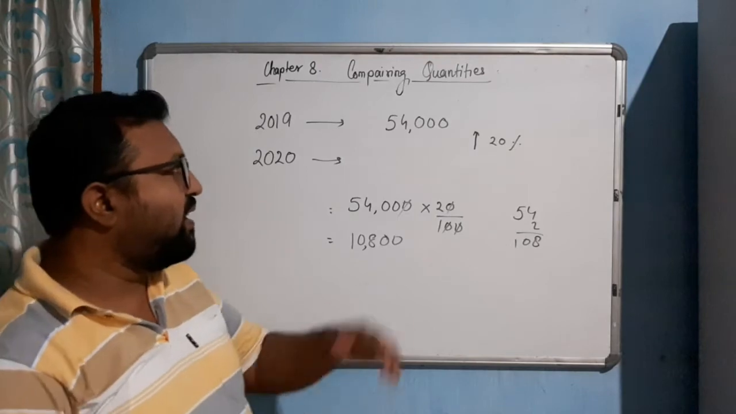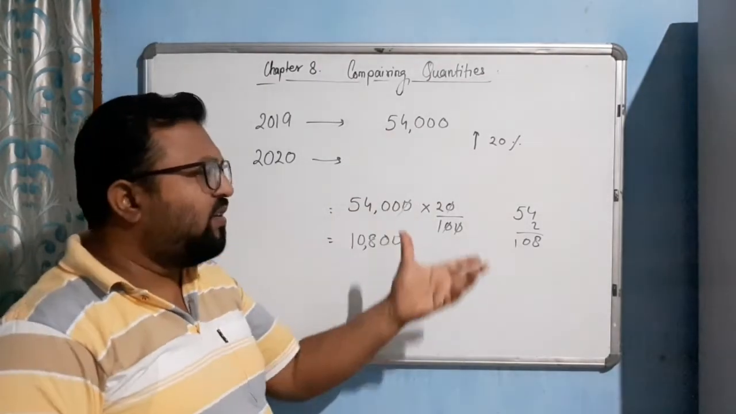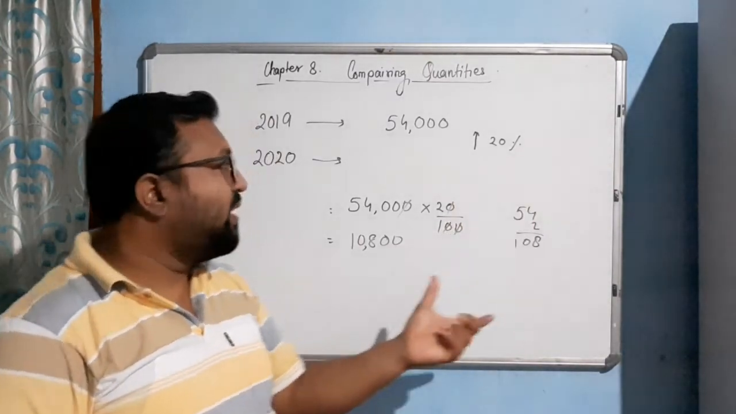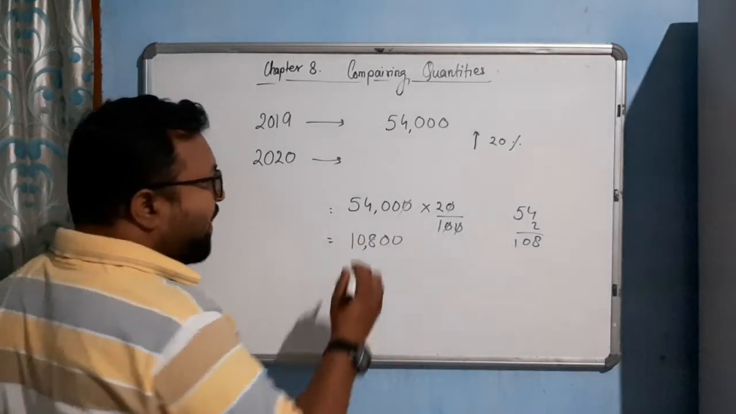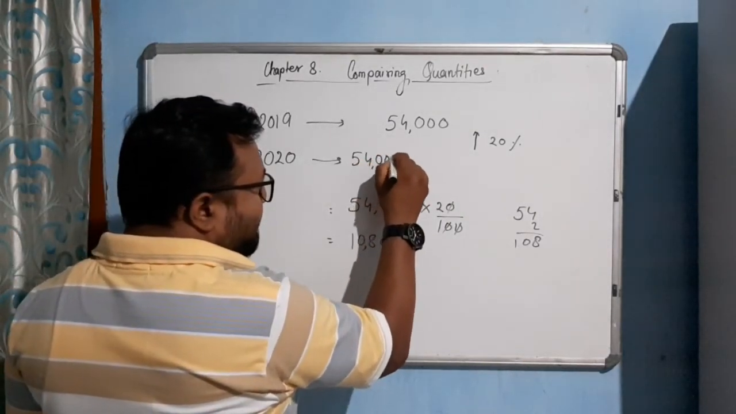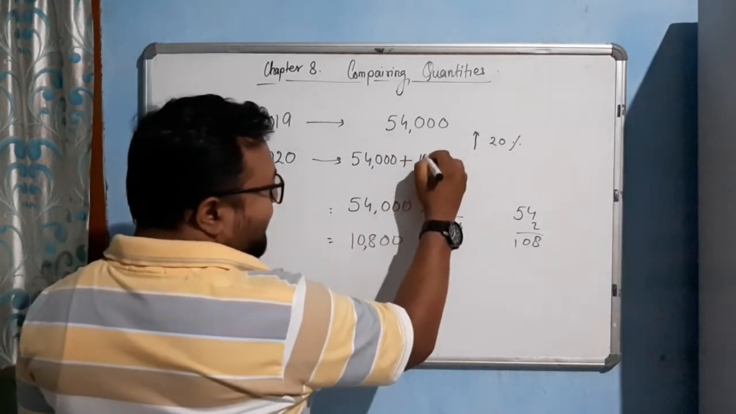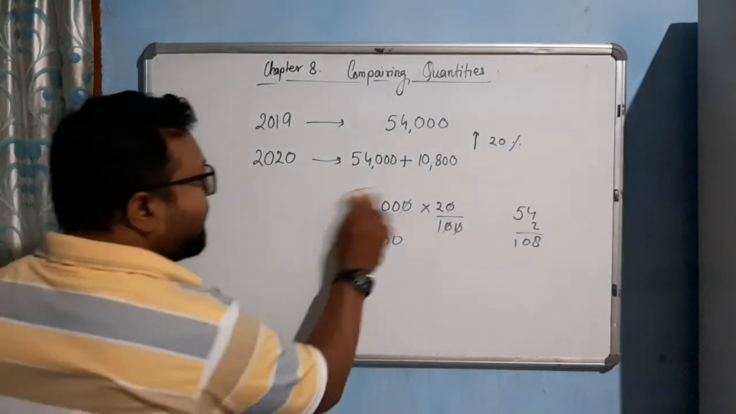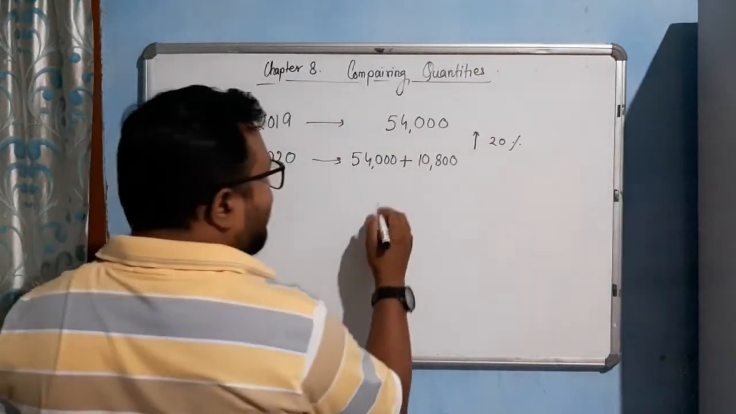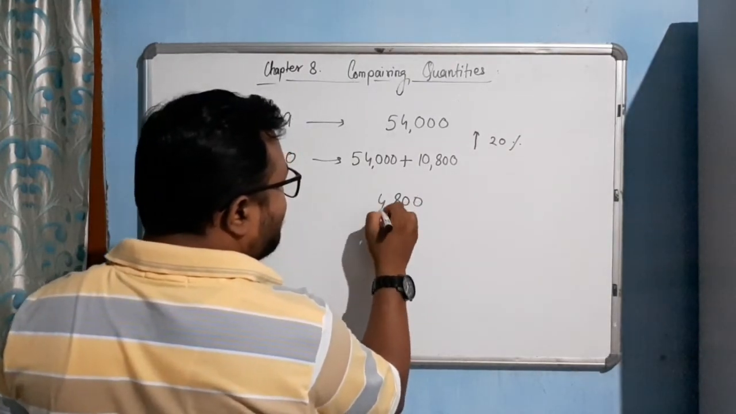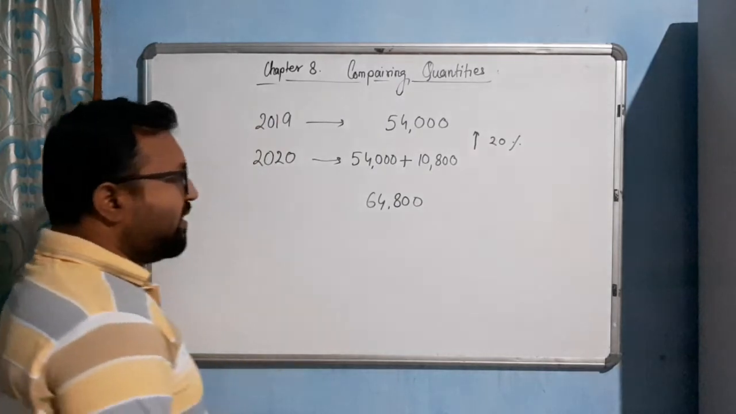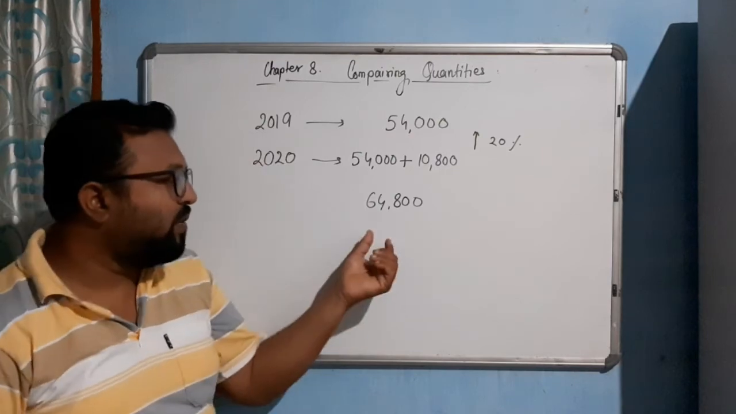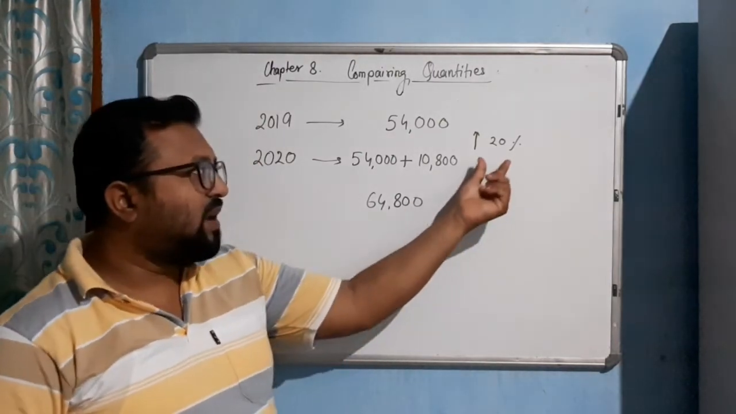Because the earlier price was 54,000, and due to the company's policy they have increased the price by 20%. So in the new year how much do you have to pay? You have to pay 54,000 plus 10,800. So how much is it? You will get 64,800. So in this year, suppose 2020, for the same scooty you have to pay 64,800 because the price has been increased.